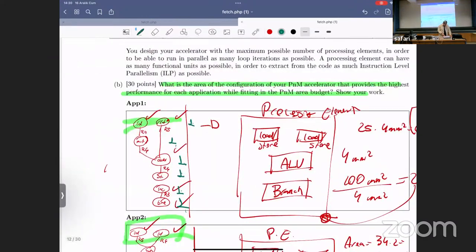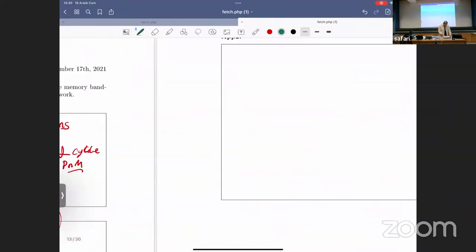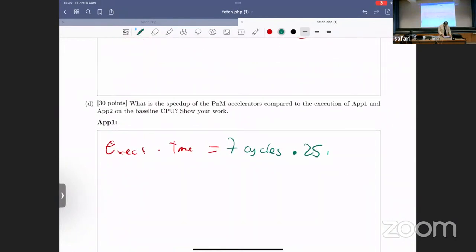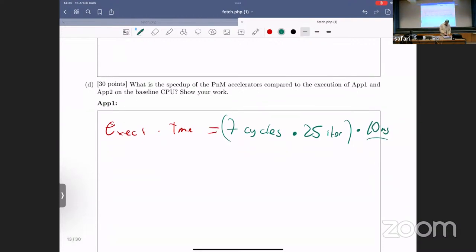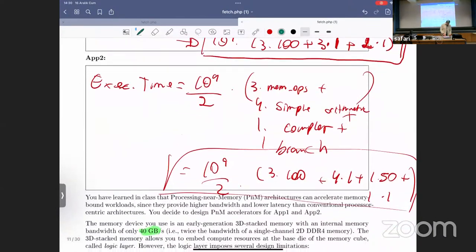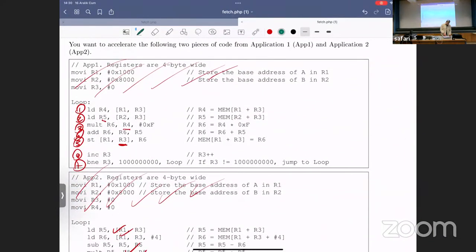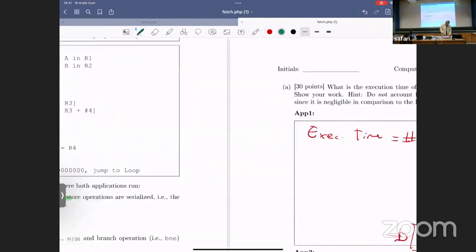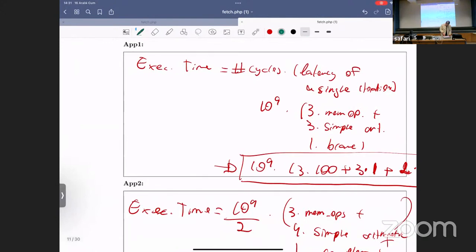And we open the loop 25 times, right? So 25 iterations. I'm not going to make them do the math. And then the cycle time: the CPU was 1 nanosecond, and this one is 10 times slower, right? So it's going to be 10 nanoseconds. So this is going to be the execution time. And then you basically divide by the time that you calculated before for the CPU, this one here.